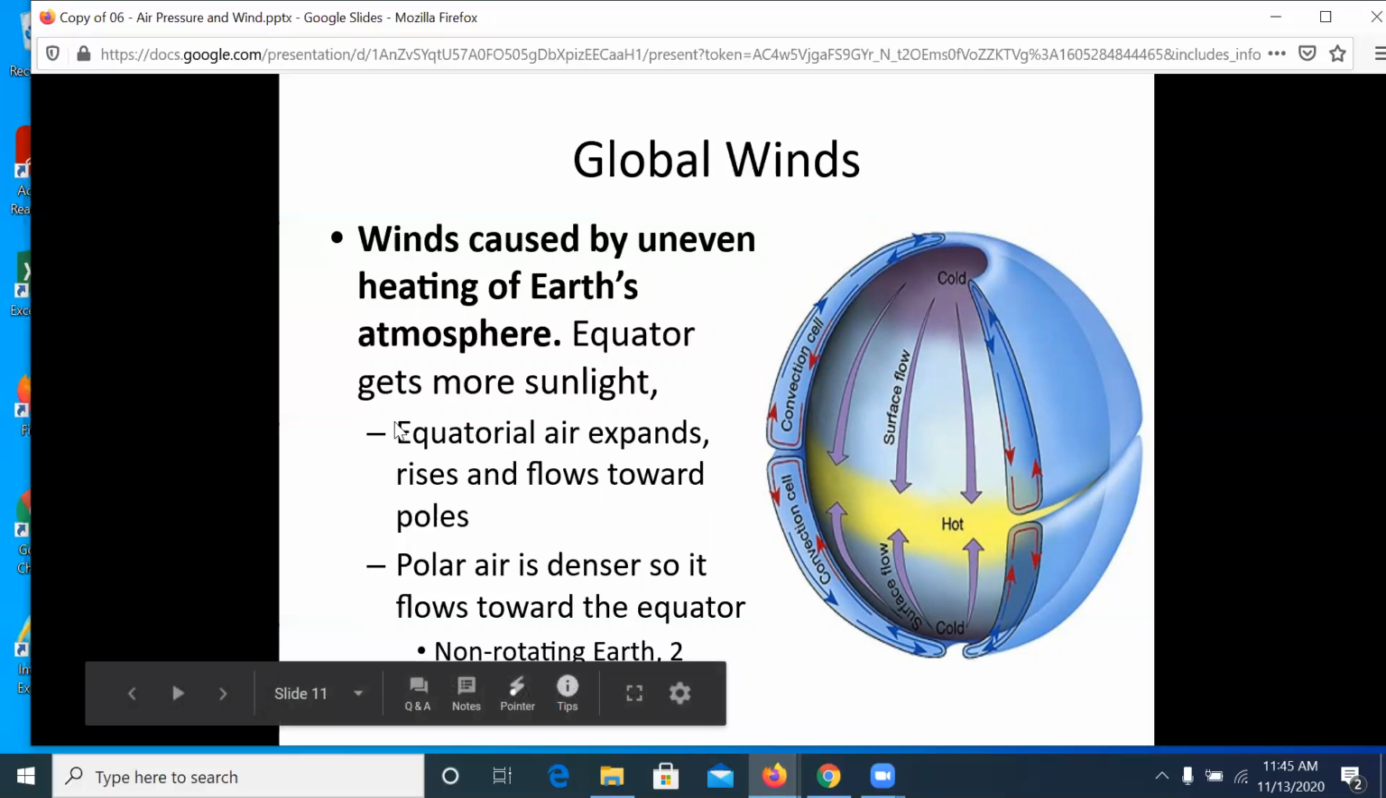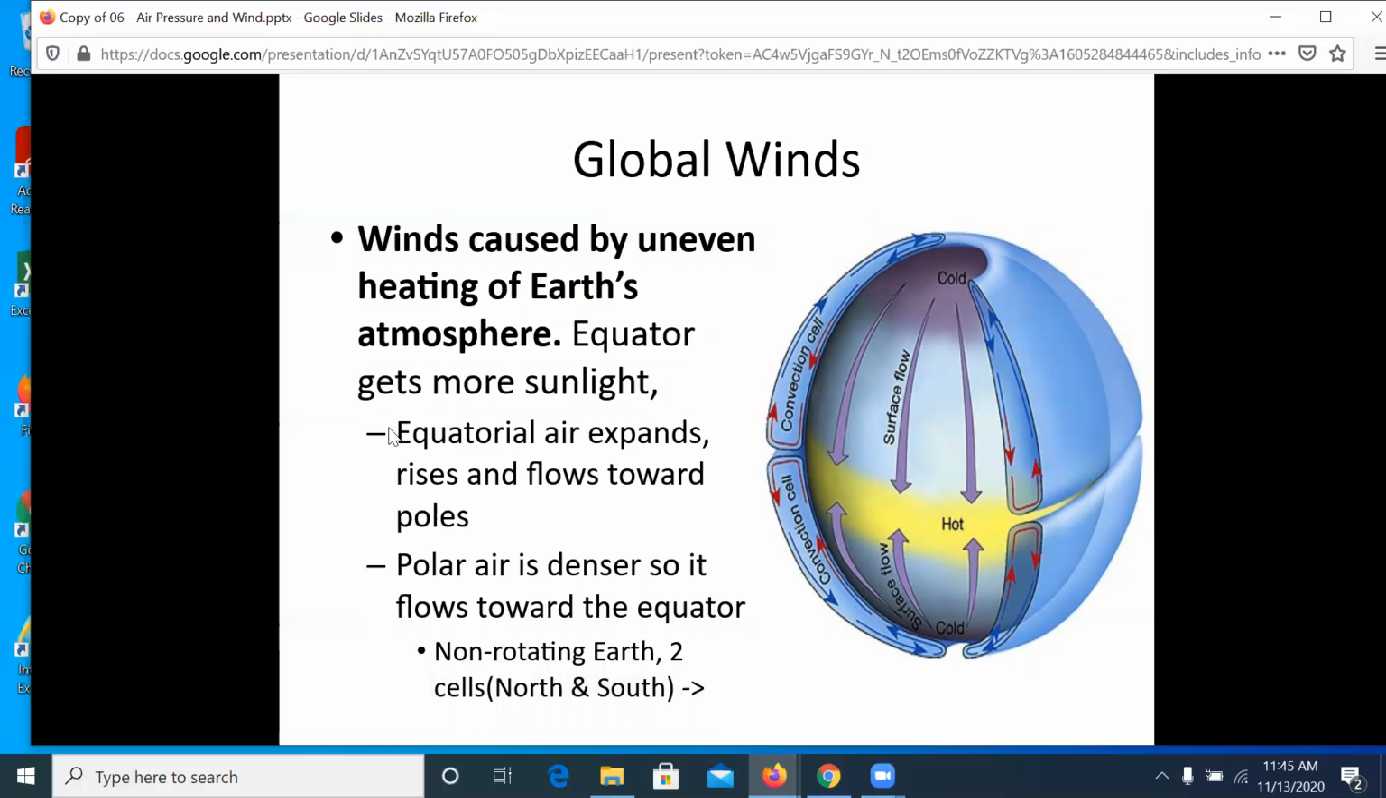As it goes to the poles, it's colder there, so it cools down. Once it gets to the poles, it's denser, and then again, it wants to reach its equilibrium, so it goes back towards the equator. So this is how it would work if the Earth was not spinning like it is right now. Without the Coriolis effect, this is what our winds would look like. They would just flow north and south. There would be no east to west.